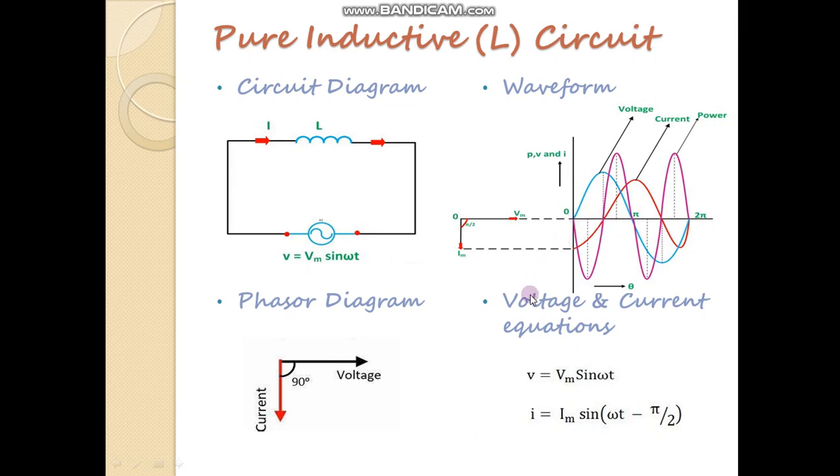While writing the voltage and current equations, we will write the voltage equation as reference, means V equals Vm sin omega t. But as this current is lagging the voltage by exactly 90 degrees, or in radians we can say pi by 2 radians, the current equation will be I equals Im sin of omega t minus pi by 2, or we can say omega t minus 90 degrees.